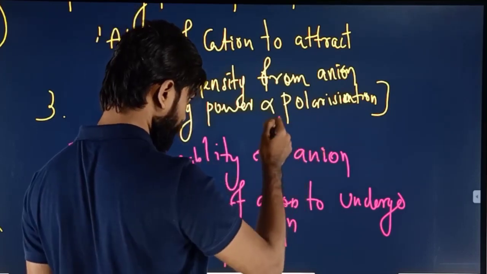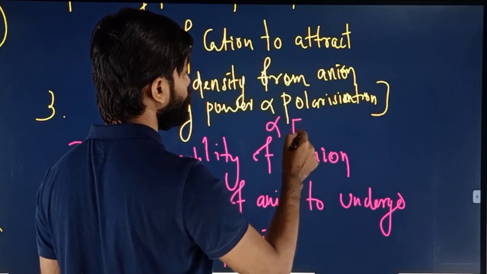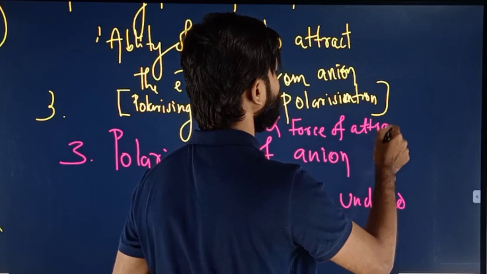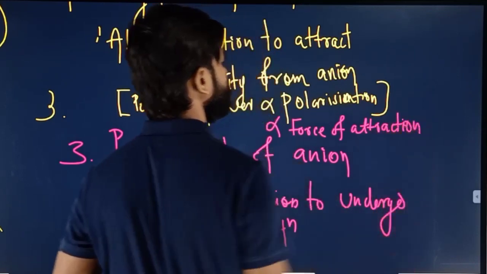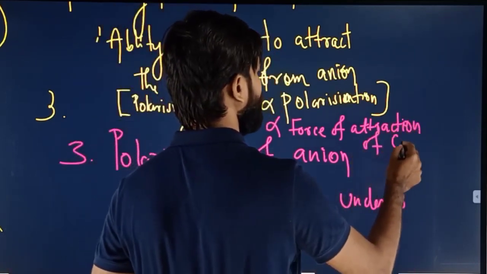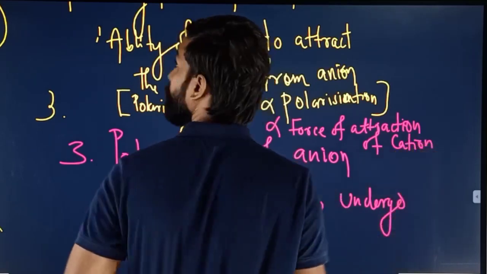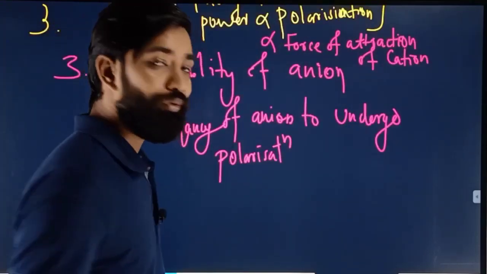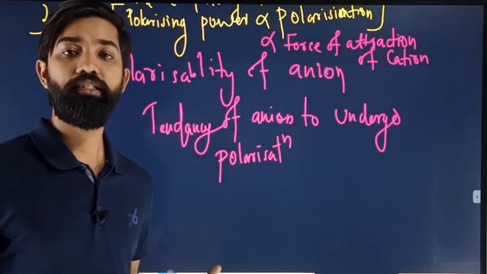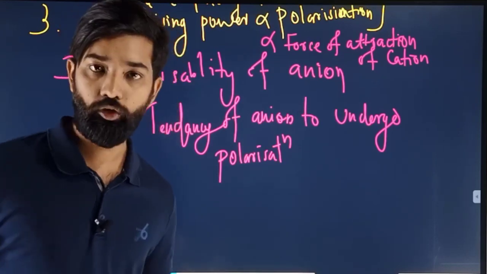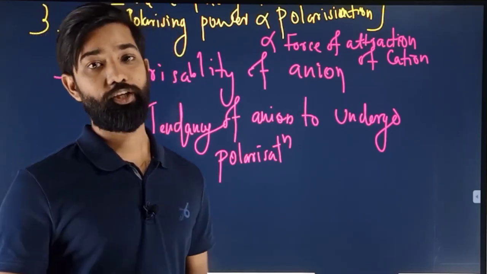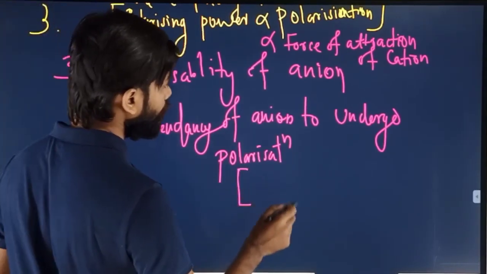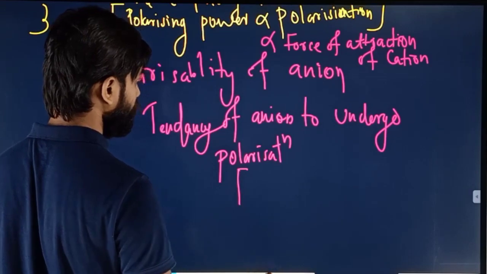The main point is that polarizing power of cation is proportional to the force of attraction from the nucleus of the cation. Greater the force of attraction of the cation, greater will be the polarizing power. Similarly, if your anion has a great tendency to undergo polarization, it means the force of attraction of your anion will be comparatively lesser.